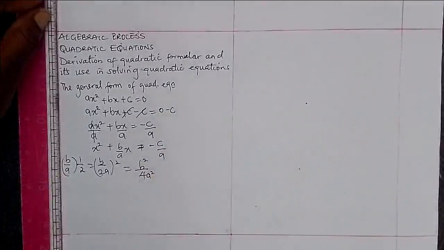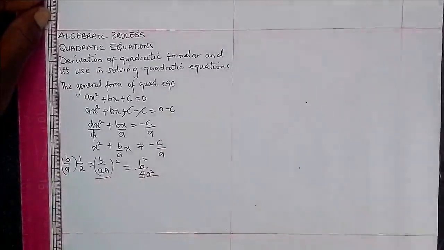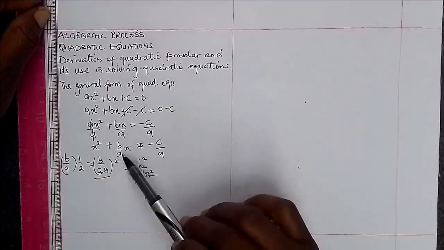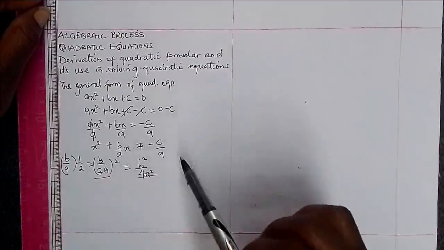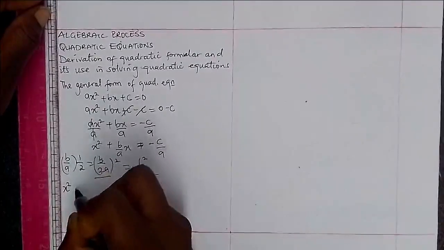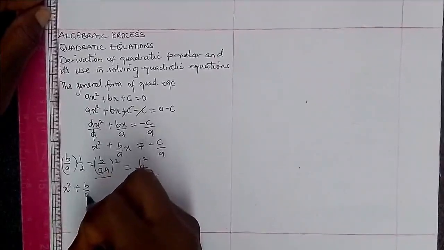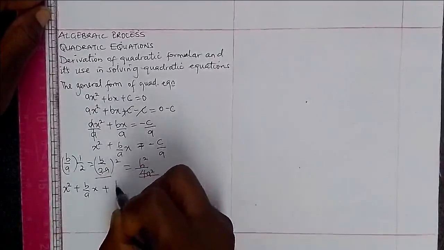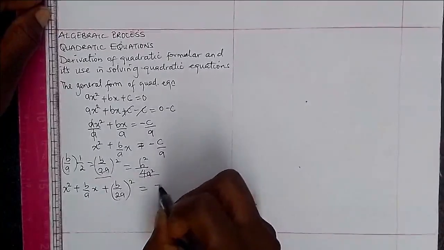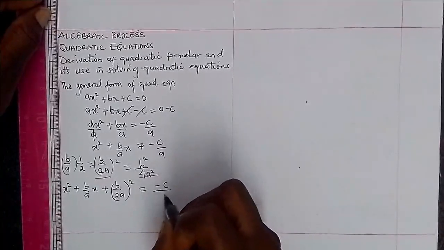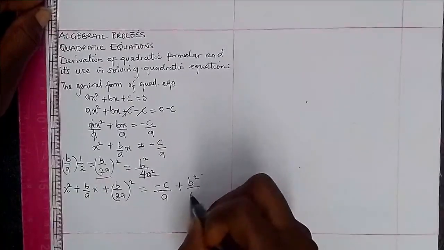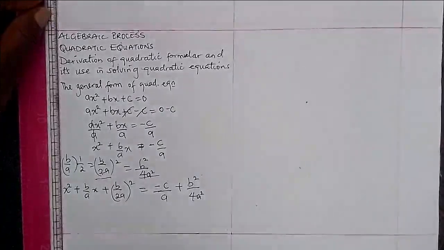So we can make use of either this or this. We are still saying the same thing. After halving and squaring the coefficient of x, we add it to both sides. x squared plus b over a x plus b over 2a all squared is equal to minus c over a plus b squared over 4a squared.